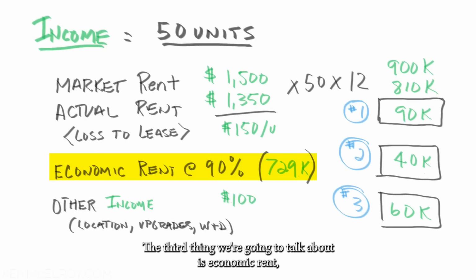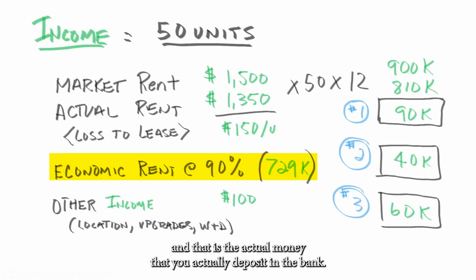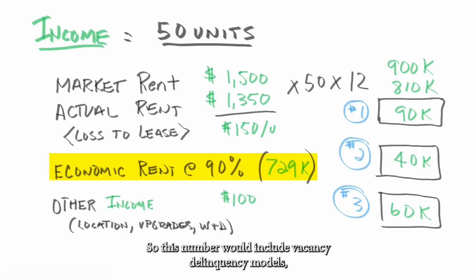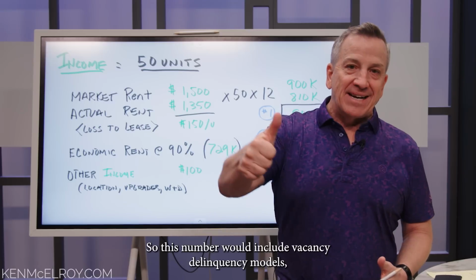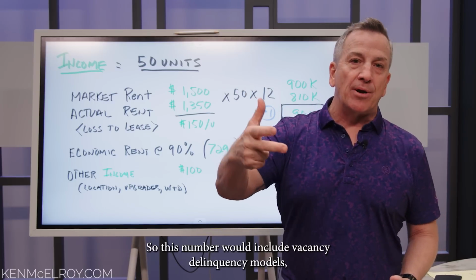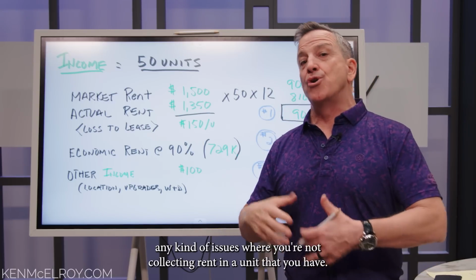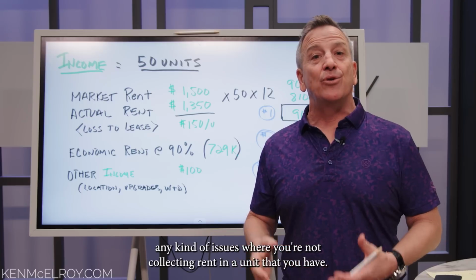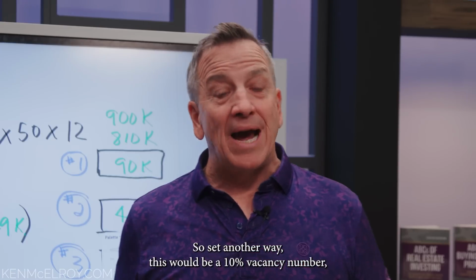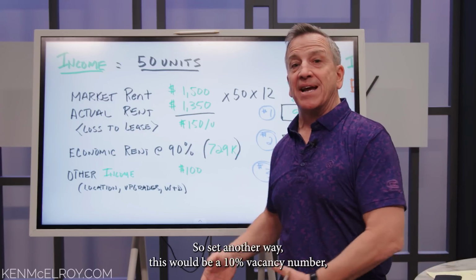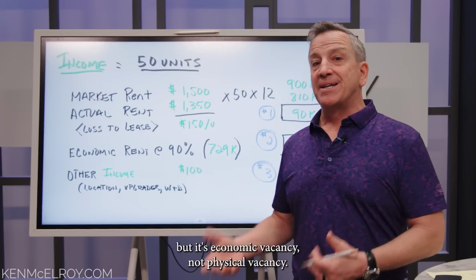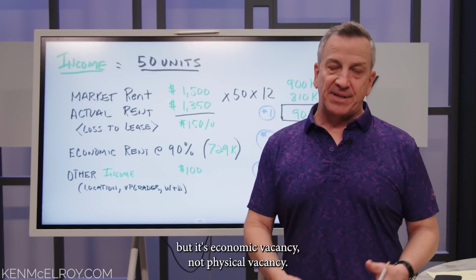The third thing we're going to talk about is economic rent, and that is the actual money that you deposit in the bank. So this number would include vacancy, delinquents, models, any kind of issues where you're not collecting rent in a unit that you have. Said another way, this would be a 10% vacancy number, but it's economic vacancy, not physical vacancy.